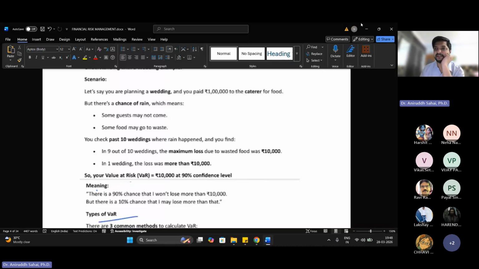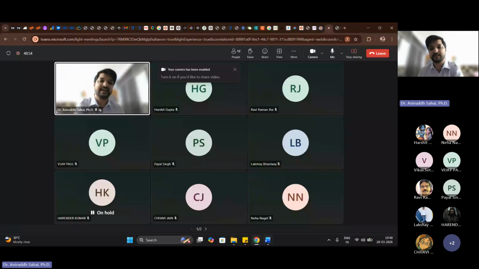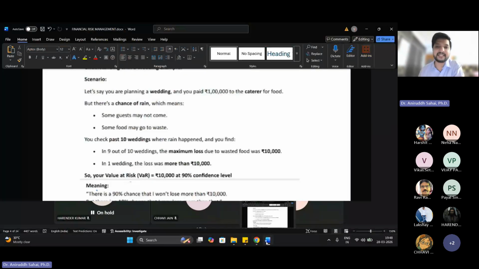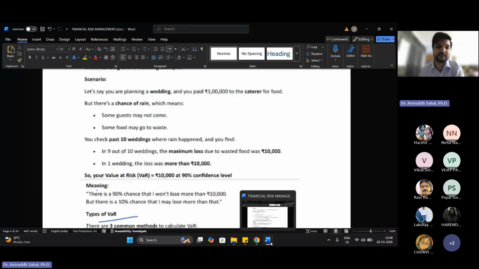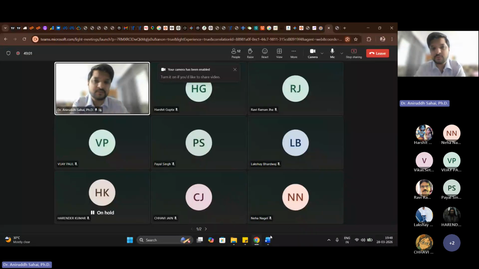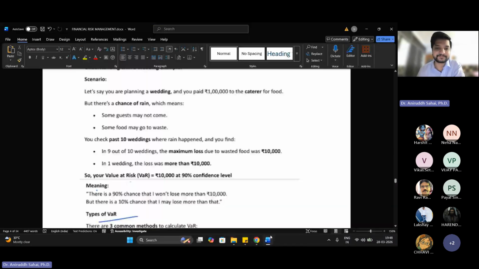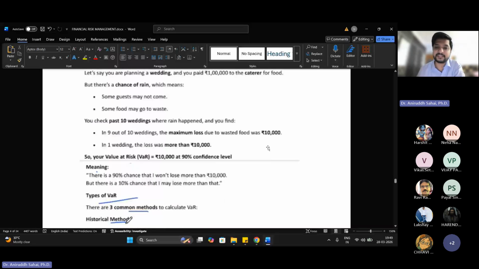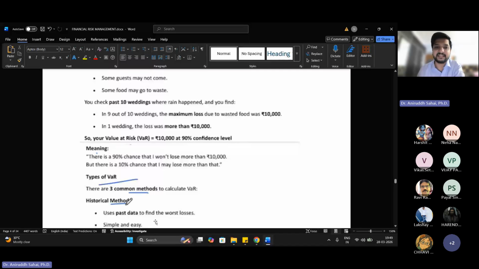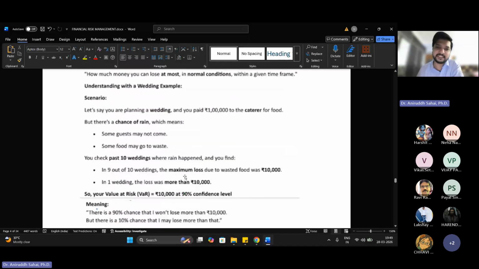So on this expense of 1 lakh rupees, usually in 9 out of the 10 conditions, the loss does not exceed 10,000 rupees. So ultimately, if somebody asks you, what is your value at risk? You will say that with a 90% confidence, the VAR will not be more than 10,000 rupees. 9 out of 10 scenarios, so you can say that the loss will not exceed 10,000 rupees, but in some situations, the loss may be even 12,000 or 15,000 or maybe a little higher.